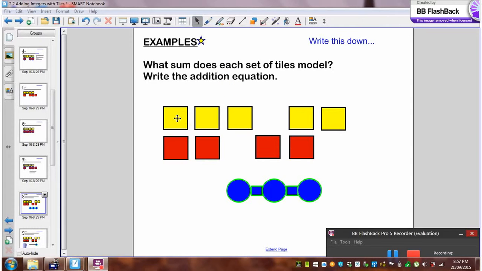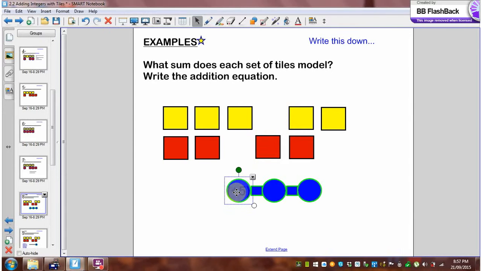So we have 1, 2, 3, 4, 5 yellow tiles. Yellow represents positive, remember? So I'm going to write that down as positive 5. Okay? So we've got 5 yellow tiles, or 5 positive tiles. And then, so plus, we have 1, 2, 3, 4 negative tiles. So I'm going to write that as negative 4.